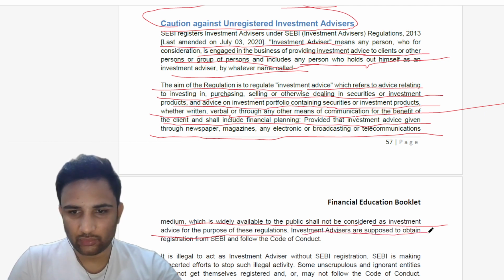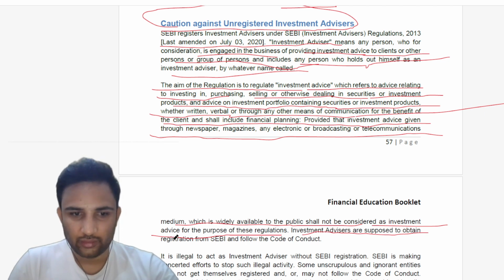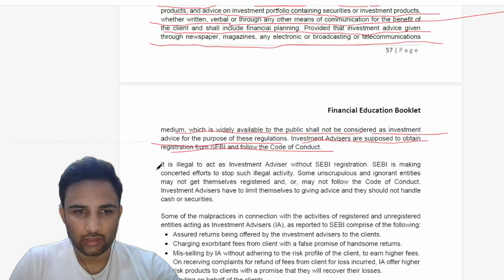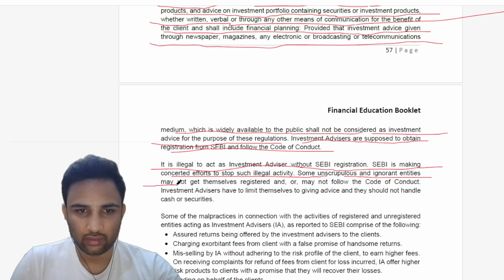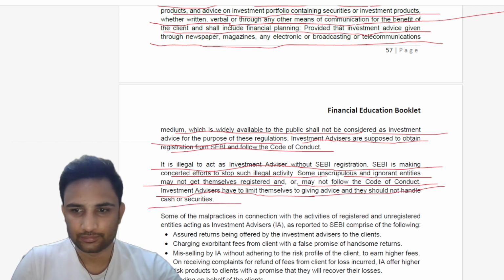Investment advisors are supposed to obtain registration from SEBI and follow the code of conduct. It is illegal to act as investment advisor without SEBI registration. SEBI is making concerted efforts to stop such illegal activities. Some unscrupulous and ignorant entities may not get themselves registered and or may not follow the code of conduct. Investment advisors have to limit themselves to giving advice in case of cash or securities.